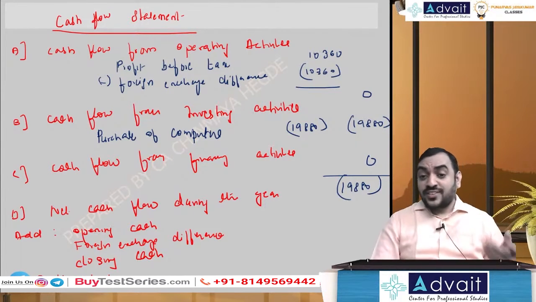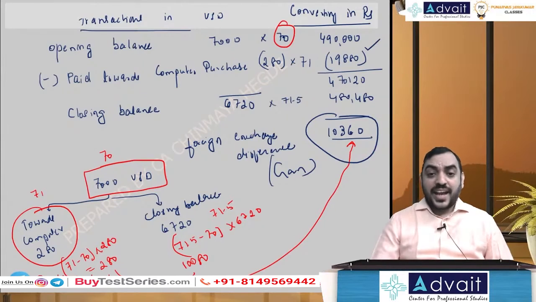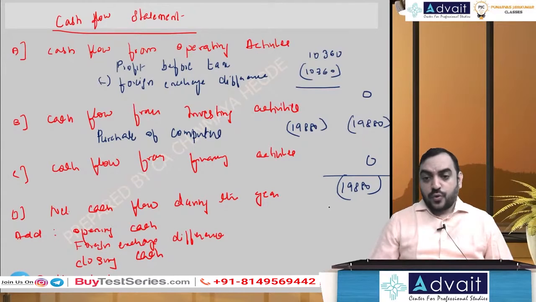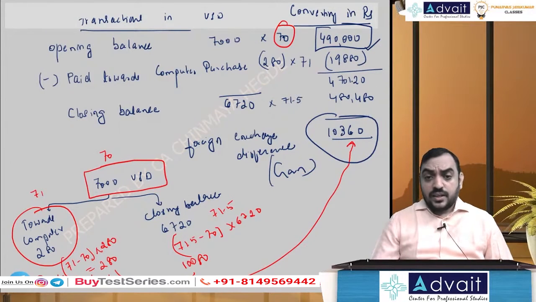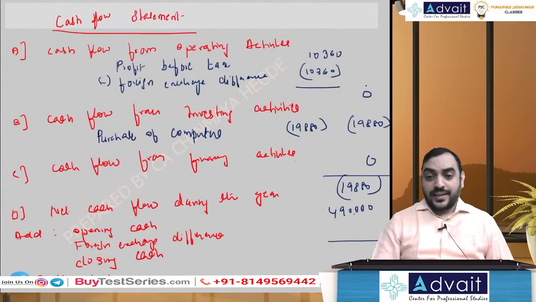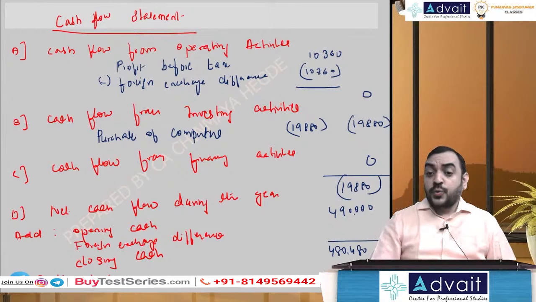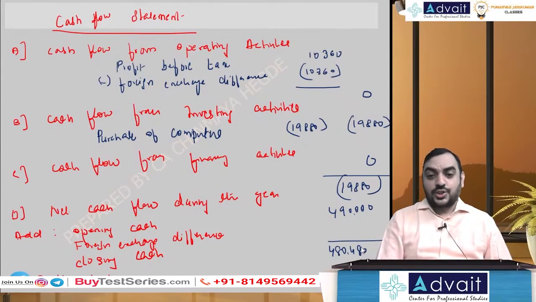And opening cash, what is the opening cash and cash equivalent? Opening cash balance was 4,90,000. And closing cash, what is the closing cash balance we have calculated as per the closing rate? 4,80,480. Now you see the amount will not match. If you do the column total, the amount will not match.